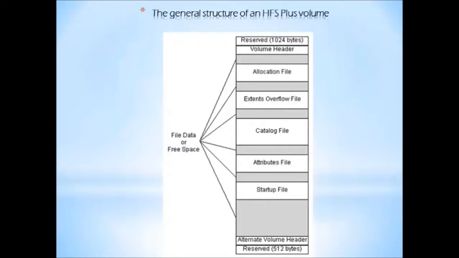Here we have the general structure of an HFS Plus volume. On the top we have reserved 1024 bytes for the volume header. Then we have allocation table, extents overflow file, catalog file, attributes file, startup file, and finally the alternate volume header, which has 512 bytes reserved for it, and the gray area in between is the file data or free space.